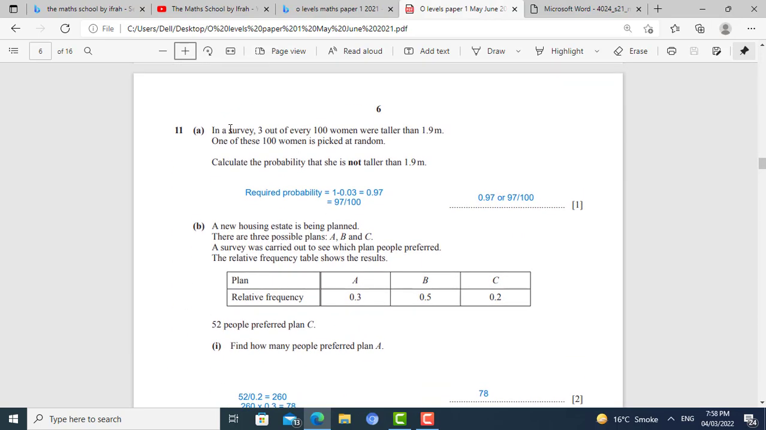Okay. In a survey, 3 out of every 100 women were taller than 1.9 meters. One of these 100 women is picked at random. Calculate the probability that she is not taller than 1.9 meters. Now the required probability is 1 minus 0.03, that is 0.97 or 97 over 100, because 0.03 were taller than 1.9. So the proportion not taller than 1.9 is 1 minus 0.03, that is 0.97 or 97 over 100.